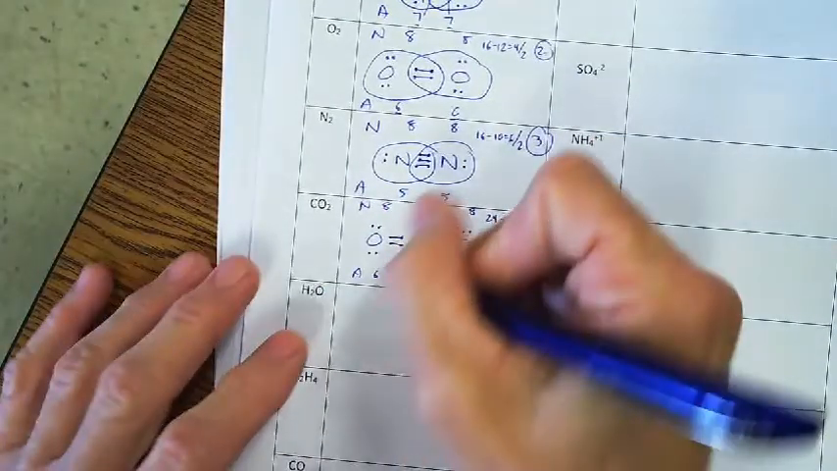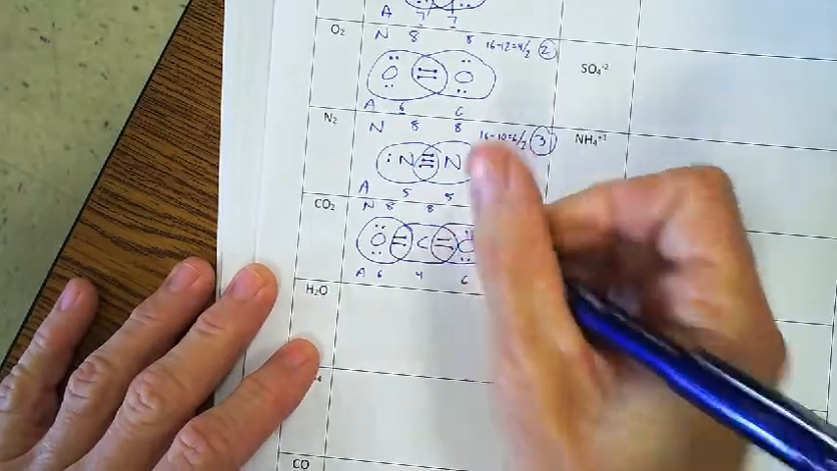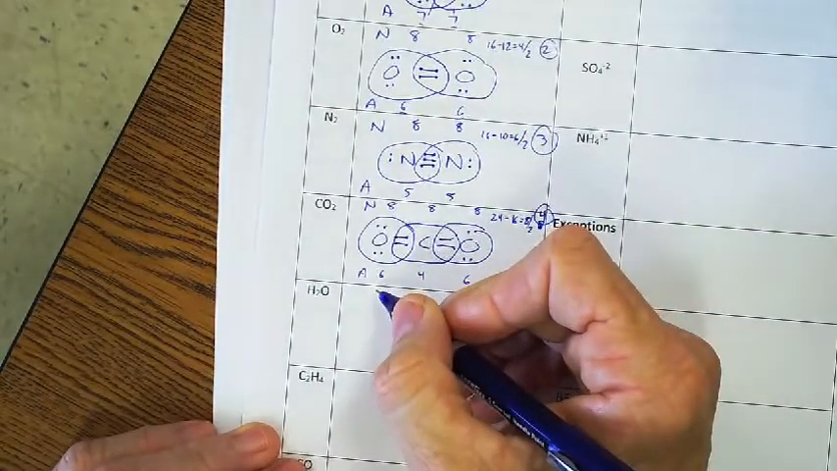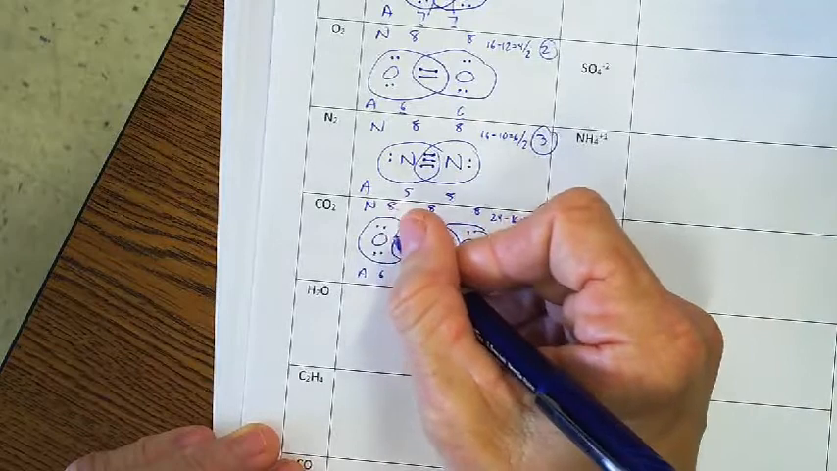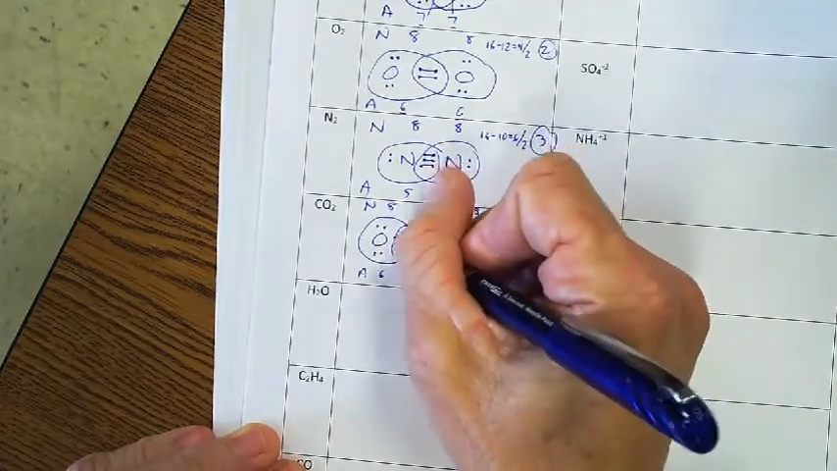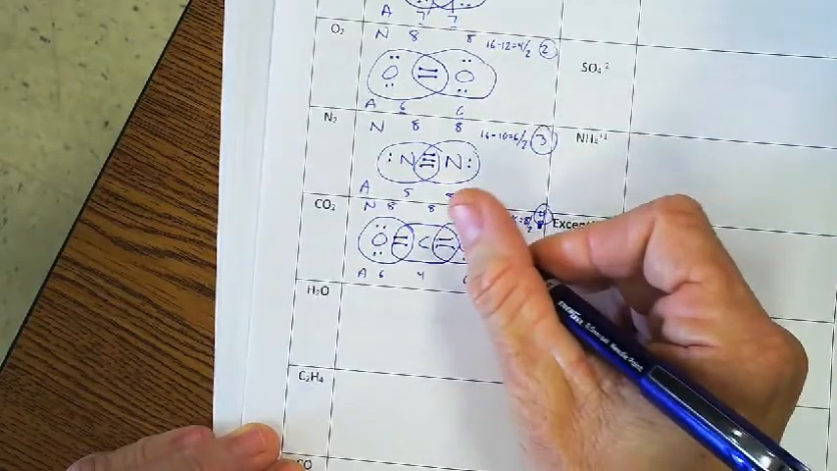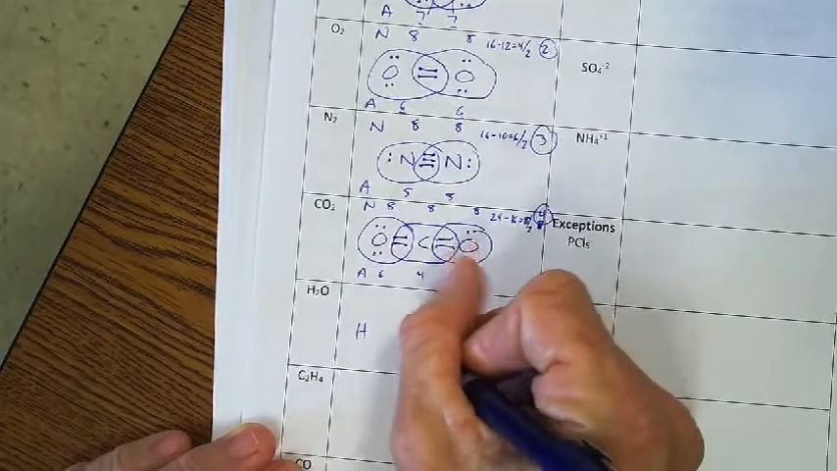And again, that's the way they're sharing them. So that oxygen thinks it has 8. Carbon in the middle thinks it has 8. This oxygen over here thinks it has 8. You check them with the number available. So this has 6 available. 1, 2, 3, 4, 5, 6. Works. Carbon's got 4 available to share. 1, 2, 3, 4. This has 6 to share. 1, 2, 3, 4, 5, 6. It works. All right. Next one.